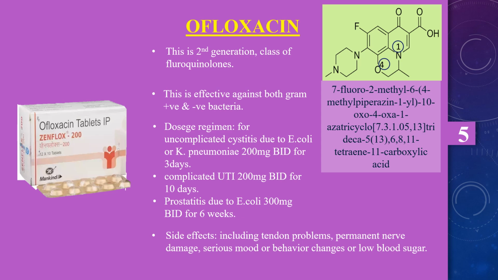Now let's see the structure. The ofloxacin structure is similar to ciprofloxacin, but in the 1 and 8th positions, one ring is present with nitrogen and oxygen in the para position. This ring system has a double bond in the second and third positions. This ring system is known as the oxazine ring system. So with the oxazine ring system, the quinoline ring system is present. That's why this ring system is known as the oxazinoquinoline ring system.